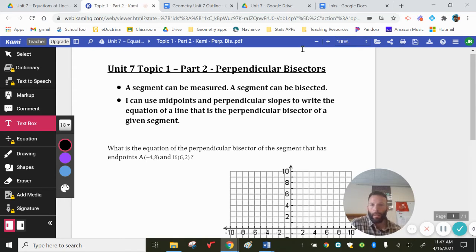Hello, geometry friends. Here's part 2 of topic 1. It's a little extension, a little side thing from what we talked about with equations of lines that were perpendicular. So we're looking at how to write the equation of a perpendicular bisector.